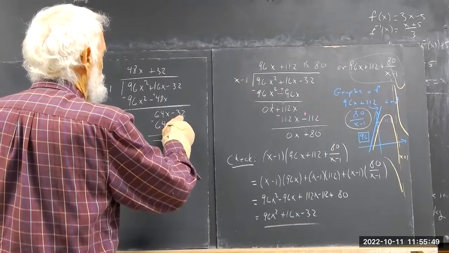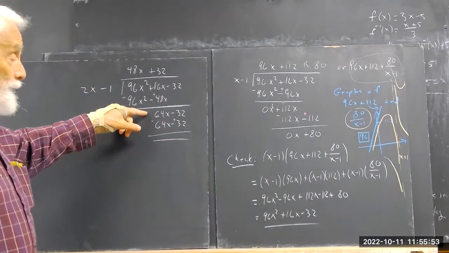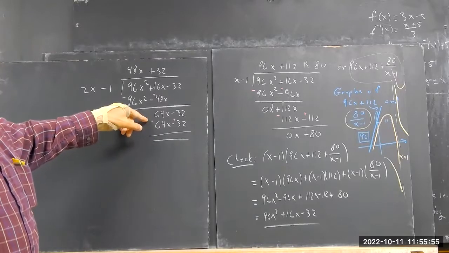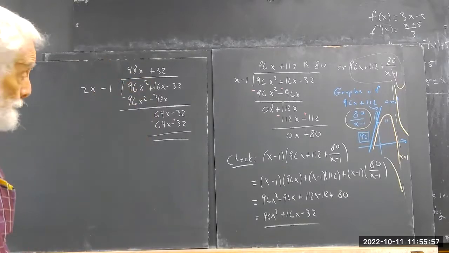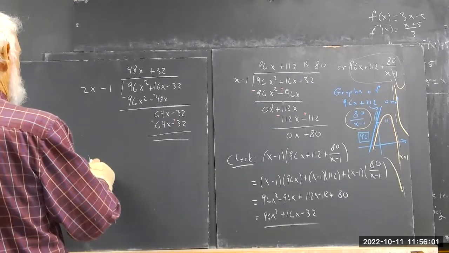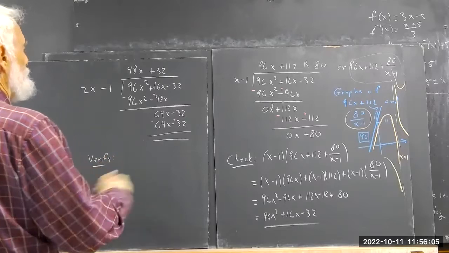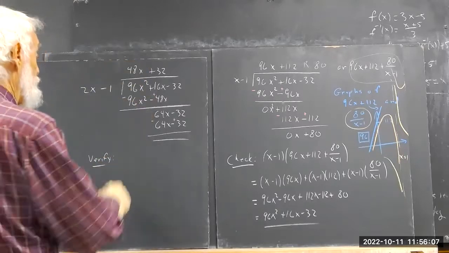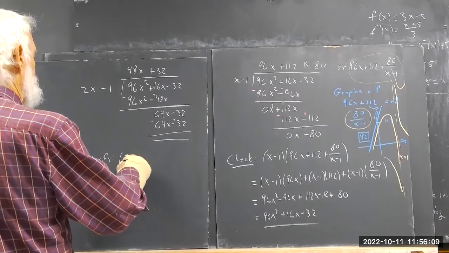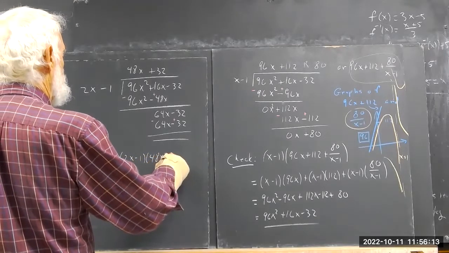But we really don't have to do that once we get used to the system, because we know if this matches this, then when we subtract this, we're going to get 0. Okay. And then to verify, we don't really need to because when we factor this, this is what we discovered. But let's just do 2x minus 1 times 48x plus 32.